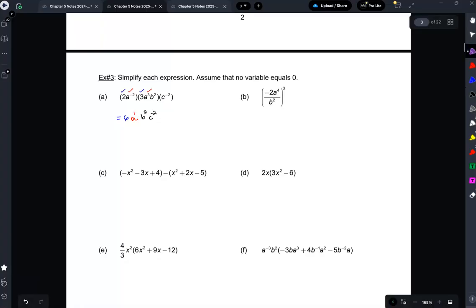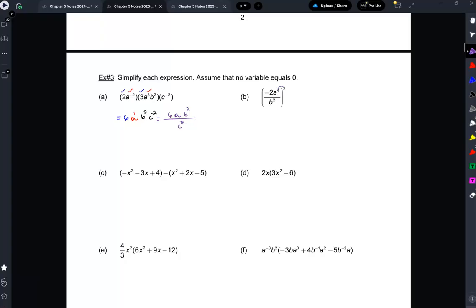Now, the only thing left to do here is to get rid of that negative exponent. So what I need to do is move the c to the denominator. 6 is to the power of 1. That has no issues. A has no issues. B has a positive exponent, no issues. The c moves down, it becomes c squared.